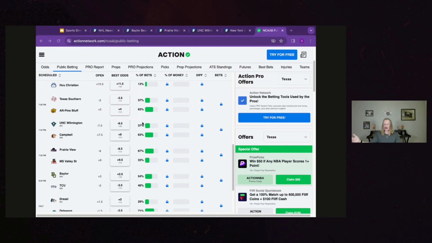And to this point, I don't have my tracking sheet open in front of me, but I have something to the tune of a 65% win rate using this strategy.